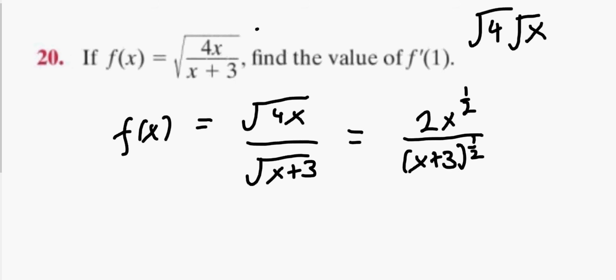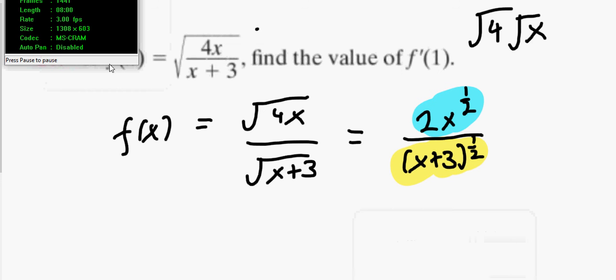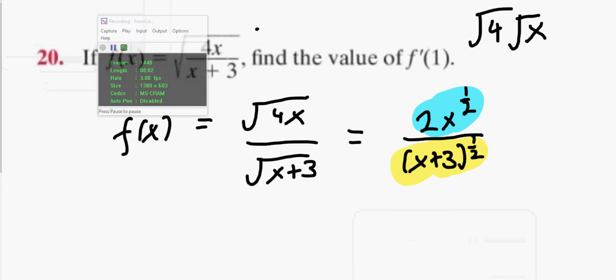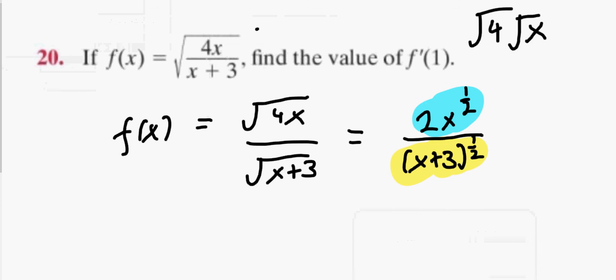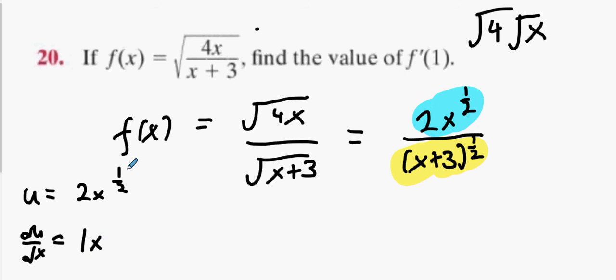Alright, I'm going to stop for a minute. You guys are going to use the quotient rule. Blue part is u, yellow part is v, and use the quotient rule, and I'll just take the role. Alright guys, now what we get is u equals 2x to the power of a half. The u dx will be a half times 2, which is 1. Take 1 away from a half, so 1x to the power minus a half.